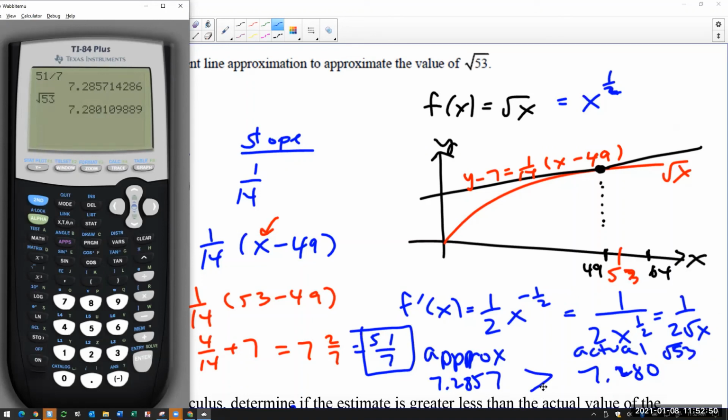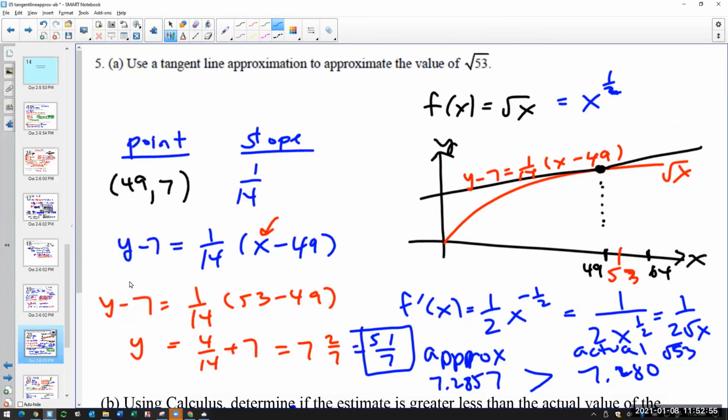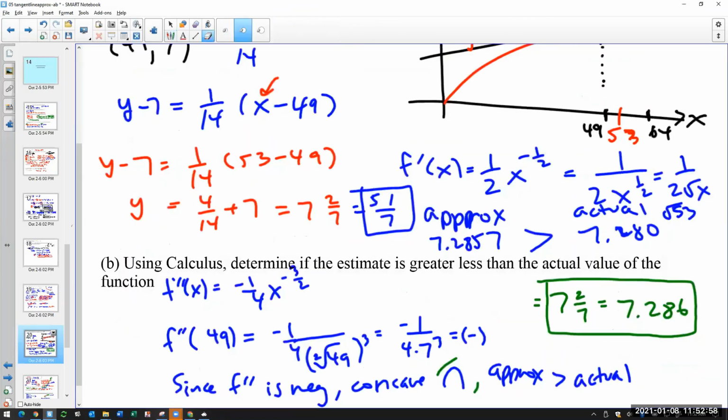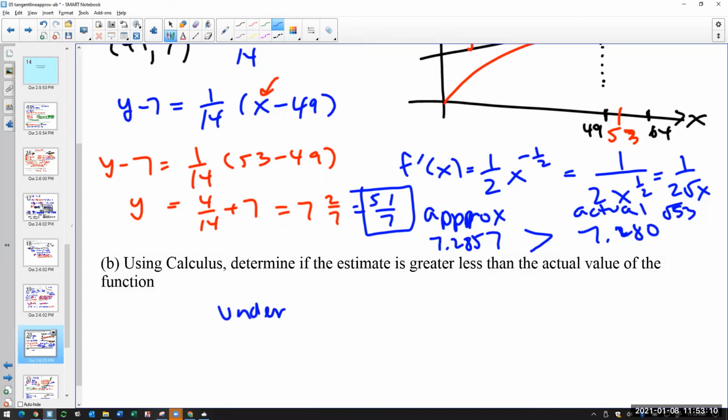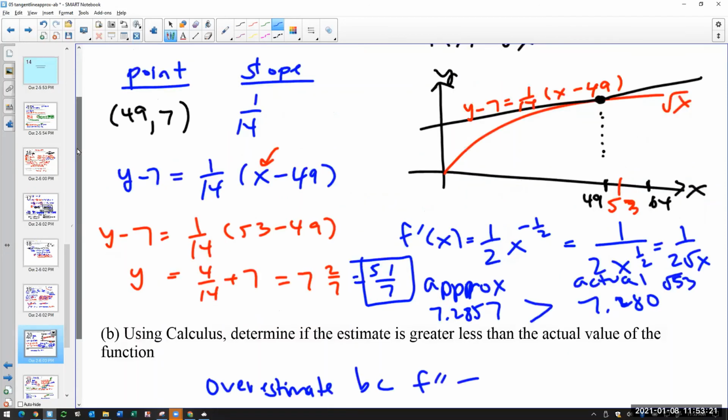Okay, let's think about this. Overestimate, what's f double prime? Negative. Okay, so that should be somewhere in one of your questions. Using calculus, is the estimate greater or less than? I would just say it's an underestimate. Wait, is it under? No, it's over. Overestimate, because f double prime is, did you guys tell me negative? Okay, negative. And guys, go look at your curve. You can look at your curve and tell. Is that concave up or concave down? It's concave down. So of course your tangent line is above your curve, your red line.